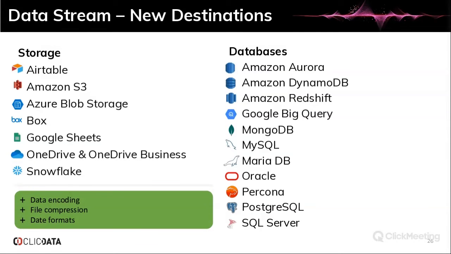All right. What else do we have? So data streams. We have developed a lot of new destinations for data streams. So you can now send your data out automatically to databases and to different storage platforms. We have also enabled data encoding and different options that you can apply to your data that is sent to these different destinations.